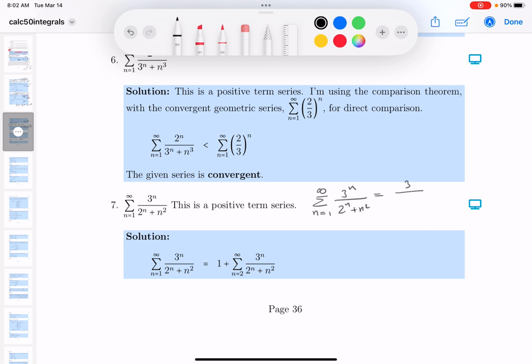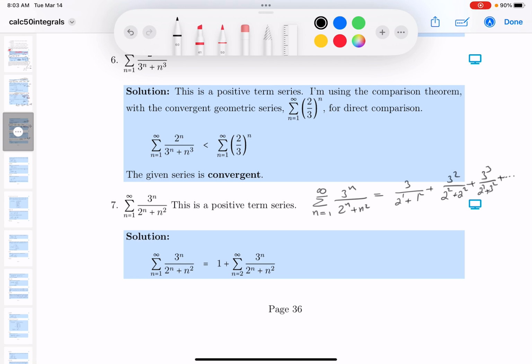So it's 3 plus 3 squared plus 3 cubed. I think you get the idea, it goes on forever. What goes on bottom? It's 2 to the 1 plus 1, right, because 1 squared is 1. Then what do you get? You get 2 squared plus 2 squared. Then what do you get next? You get 2 cubed plus 3 squared.